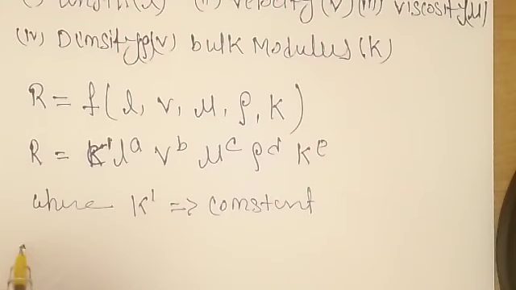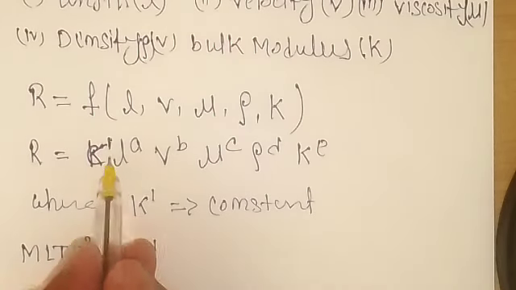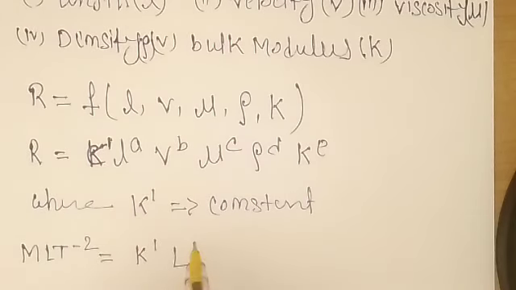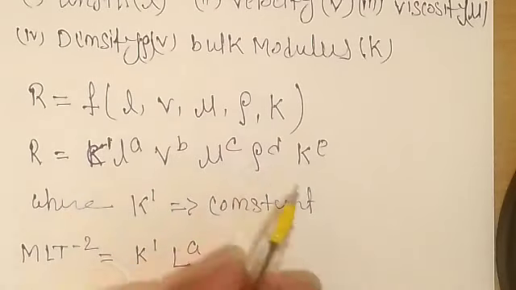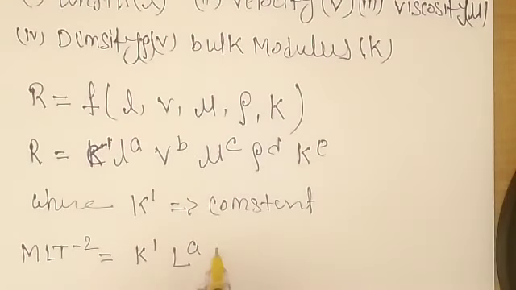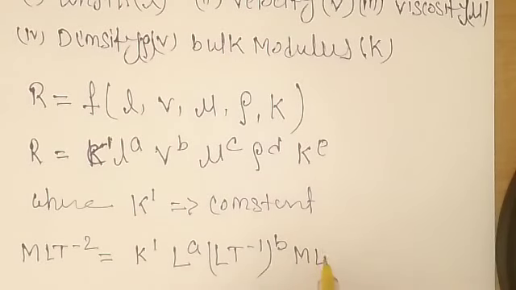So this resistance is nothing but your force. The resistance here we can write in dimensions, that is M L T^-2, all right, that is force, equal to k prime times L to the power of a, since the L dimension is L only. The V dimension is L T^-1, that is displacement by time, so this is (L T^-1) whole power of b. And mu is nothing but M L^-1 T^-1 whole power of c, all right.